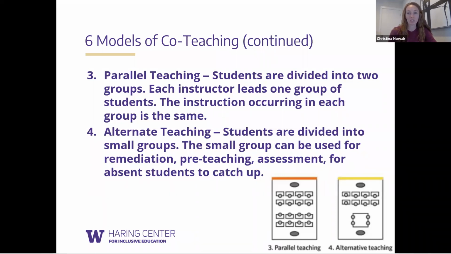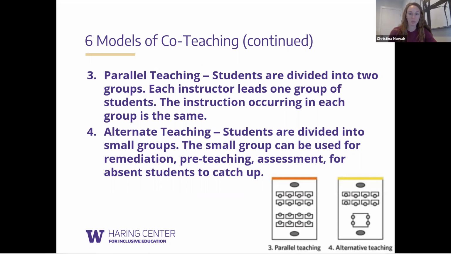The third co-teaching model is called parallel teaching. In parallel teaching, students are again divided into 2 groups. Each instructor leads one group of students. The instruction occurring in each group is the same. Parallel teaching provides opportunities for differentiated instruction by providing manipulatives, specific accommodations, or stretch activities. It is important that no group is seen as the lower achieving group. The education specialist should also not always be assigned to a group of students that may have greater support needs.